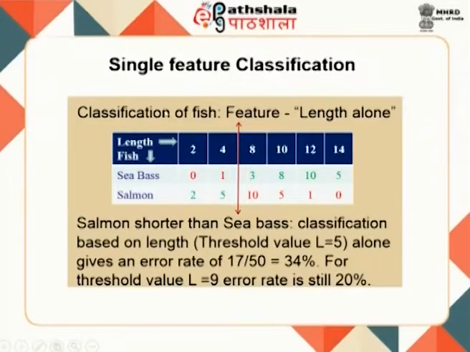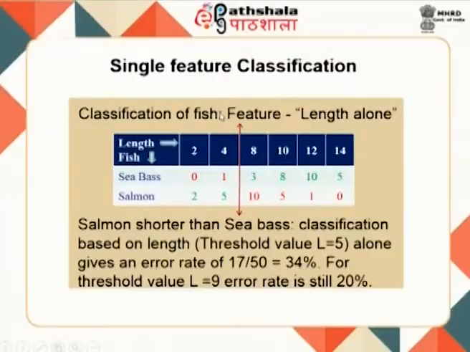Now, this is an example of a single feature classification, one feature only. So, classification of fish, the feature that we are using is length alone. So, the salmon is shorter than sea bass. Classification is based on length, the threshold value probably could be 5, but it gives an error rate of 34%. For a threshold value of L equal to 9, the error rate is still 20%. So, if you base it only on that, for example, if you take L equal to 5, you will get this is sea bass, these are the values that you have.